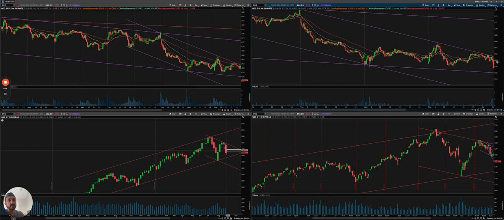At this point, technically, it was doing what I was expecting and what I wanted. Structurally, the weekly and the daily seem weak, and as the market opened, the first 10 minutes seemed very weak, which was a good sign.